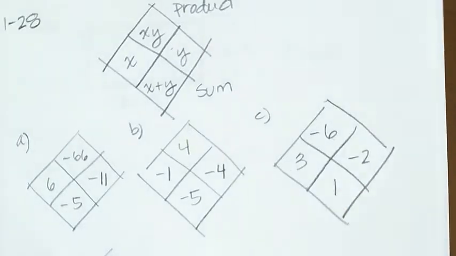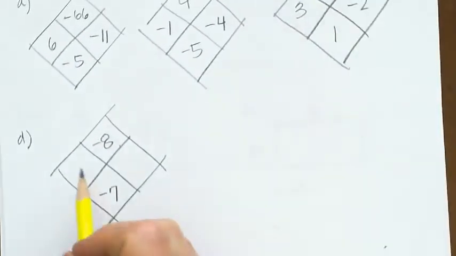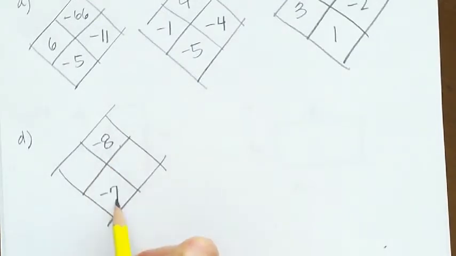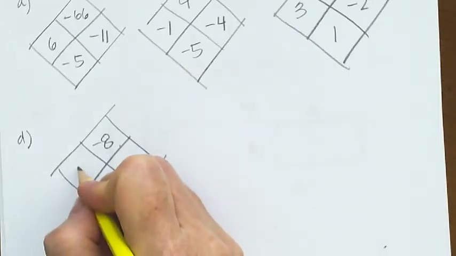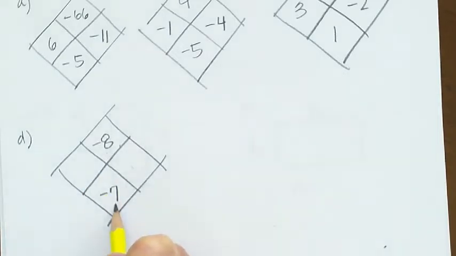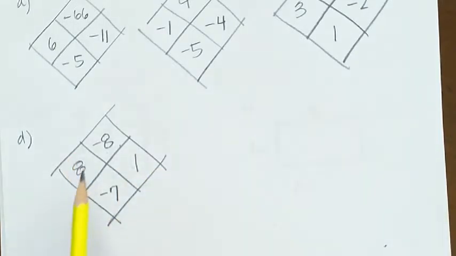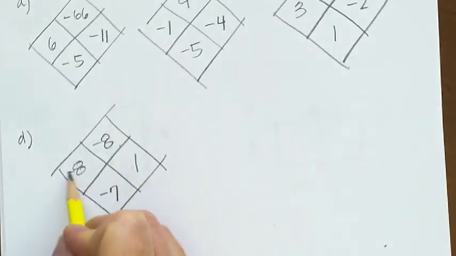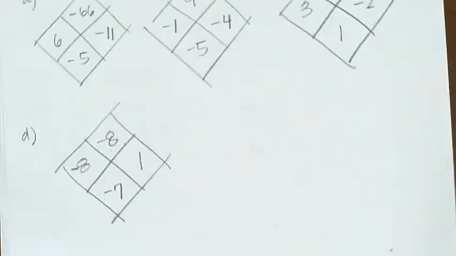Okay, part D, we've got the product is -8. The sum is -7. So what could we multiply to get -8, and when we add it, we get -7? So that's got to be, it can't be 4 and 2, because if you did 4 and 2, that's not going to add up to 7. So it's got to be 8 and 1. Now we just need to figure out where the negative goes. Well, one of these is negative because when you multiply them, you get -8. When you add them, you get -7. So that means the 8 is going to be negative. All right.